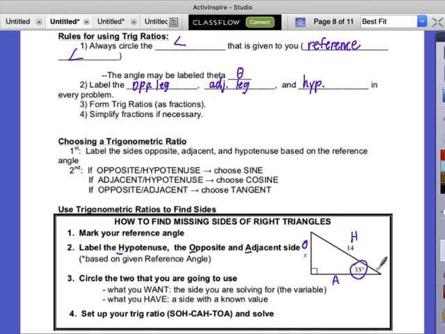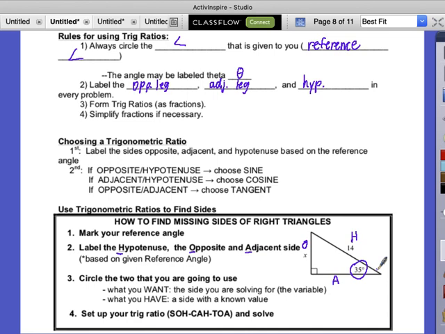Circle the two that we are going to use. So in this, are we going to use adjacent? Do we have any information on adjacent? Or are we trying to find adjacent? No. But do we have information for the hypotenuse? Yeah. And we're trying to find the opposite.